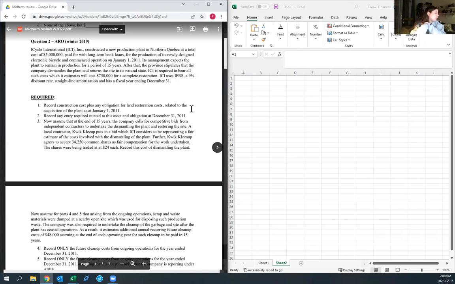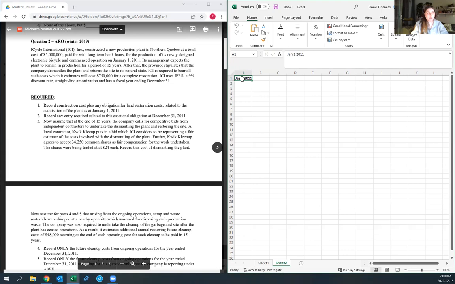IC uses IFRS, a 9% discount rate, straight line amortization, and has a fiscal year ending December 31st. First thing they're asking you is to record construction costs plus any obligation for land restoration costs related to the acquisition of the plant as at January 1st, 2011. So basically do the journal entry for January 1st, 2011.